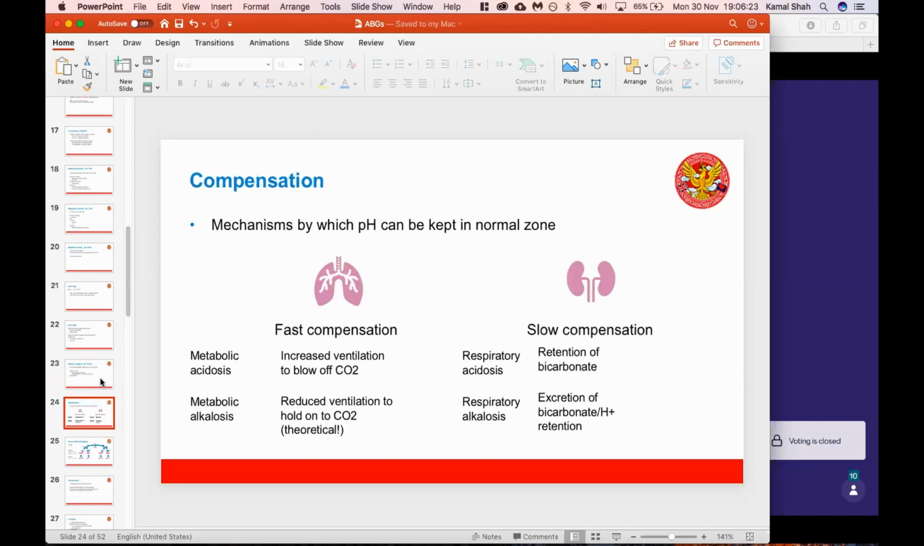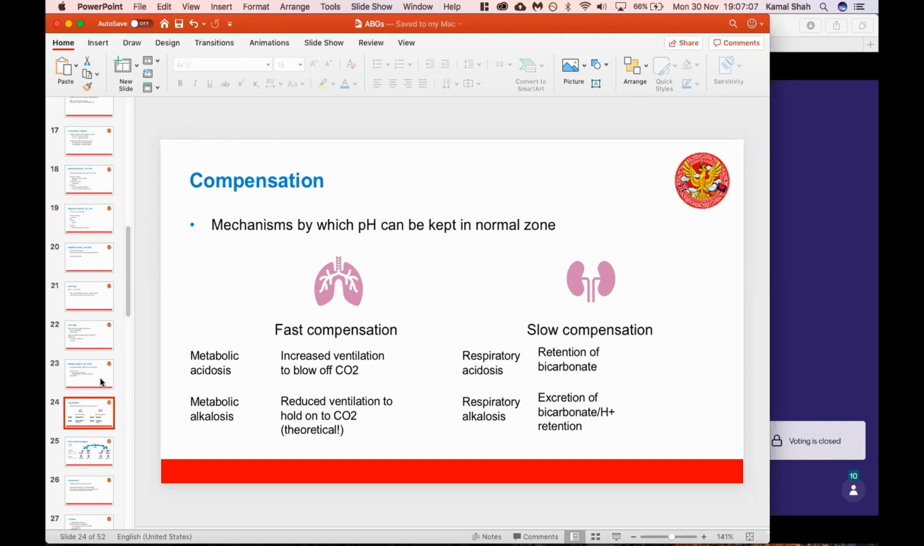Now thinking about compensation. Compensation is one of the ways your body keeps the pH in its normal zone. We know that the pH has to be very tightly regulated between 7.35 and 7.45. Say, for example, that we have a metabolic acidosis. Our blood is slightly more on the acidic side, so it's below 7.35. The body has ways to try to compensate for this. How can we get rid of this excess acid? Well, we can blow off the CO2, and if we blow off the CO2, we can correct this pH.